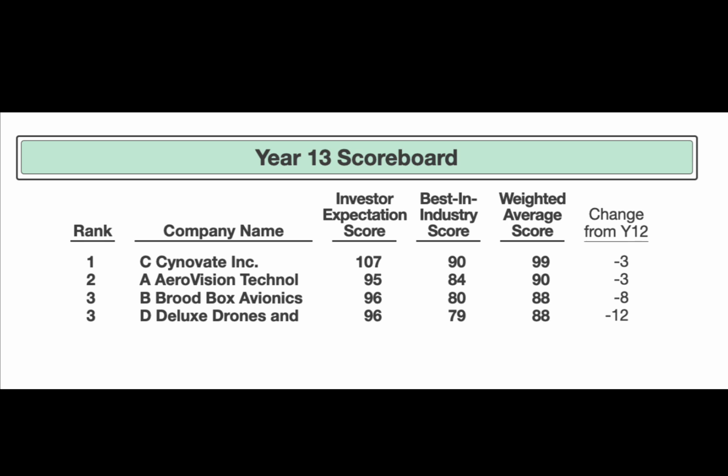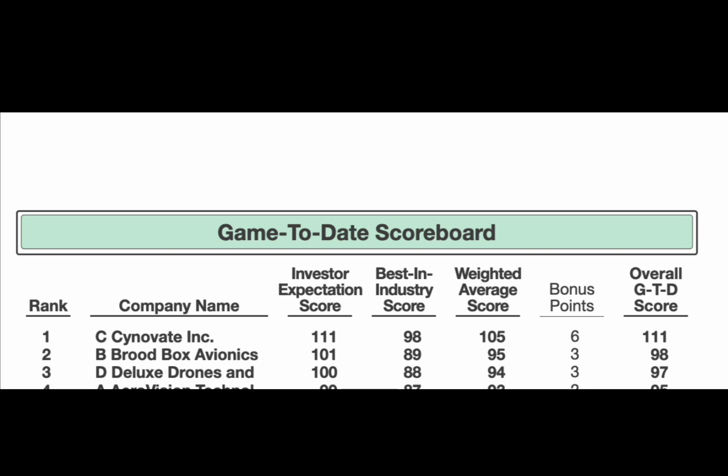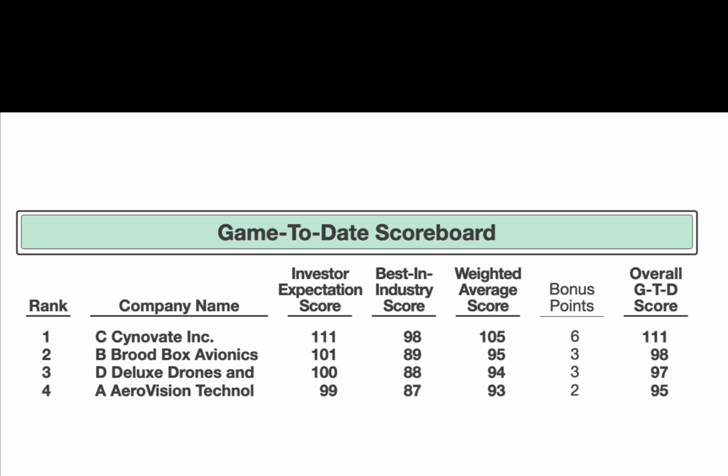Team C dropped 3, which is nothing. 3 points is nothing. Team A 3, no big deal. And even Team B 8, it's not that big of a deal. But where it becomes an issue is the game to date scoreboard. You got Team C at 111, still gained 6 bonus points. Team B 98, Team D at 97 right there. If Team D, you capture second, that's amazing. I can't believe you even caught third, to be honest with you. So this is great. And Team A 95.